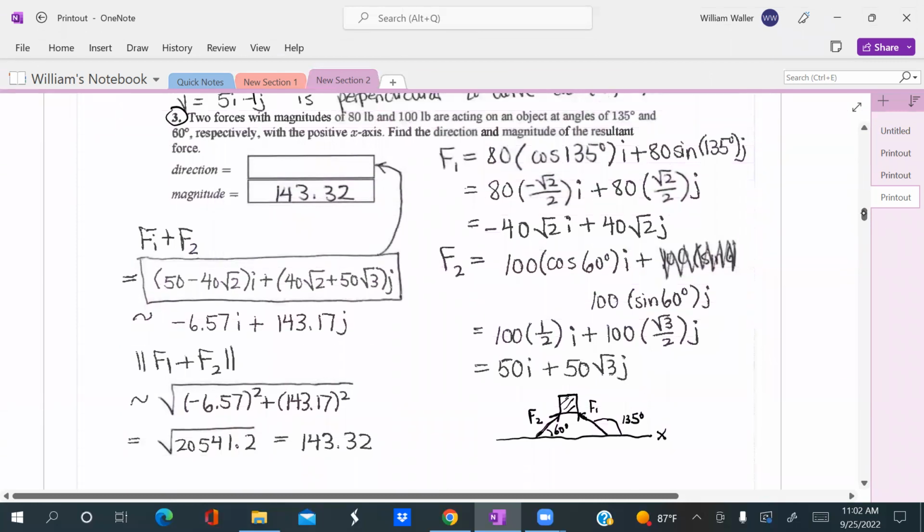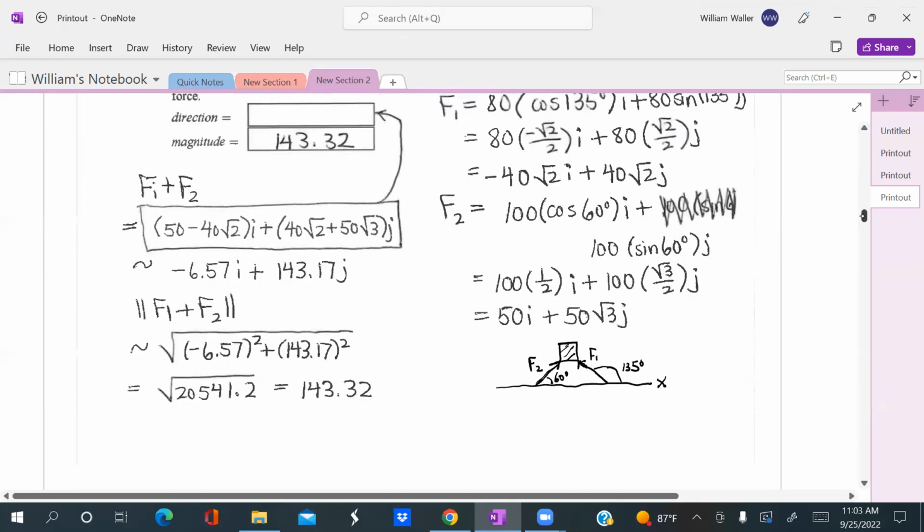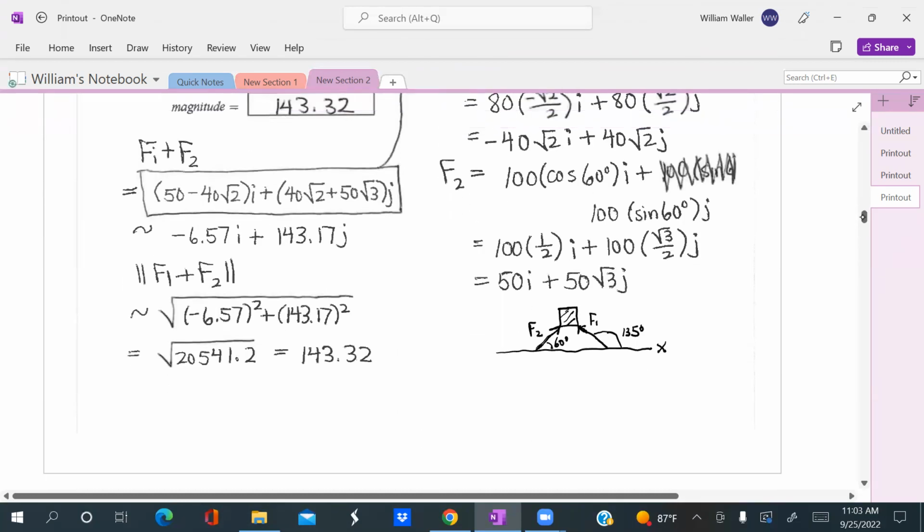Oh, I see something that I left off here from the answer key. It says find the direction of the resultant vector. So there's its magnitude, but we also want to find the direction of this vector. To do that, let's take the resultant vector and unitize it. Let's normalize it, so let's put it in unit form.